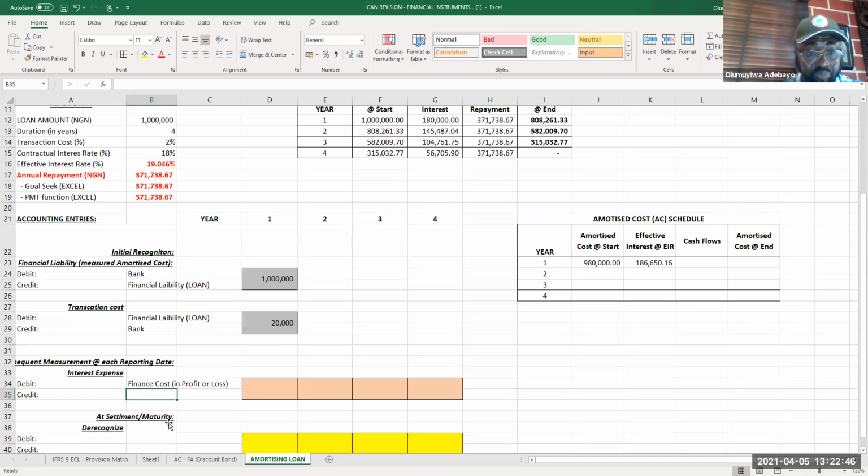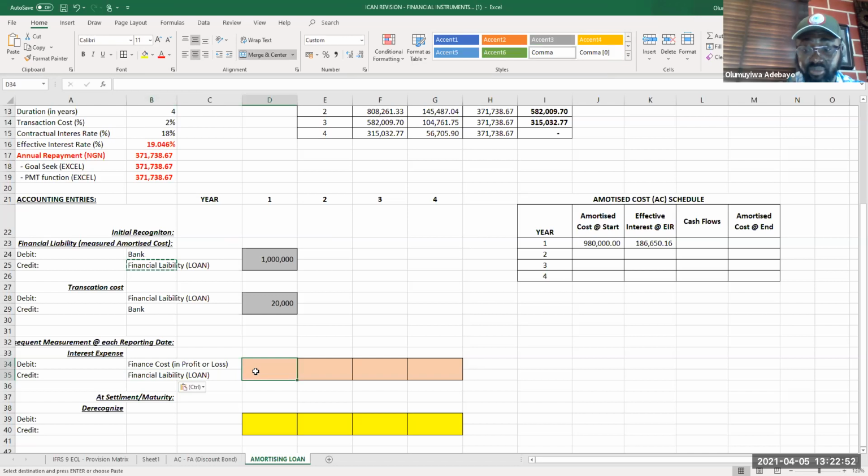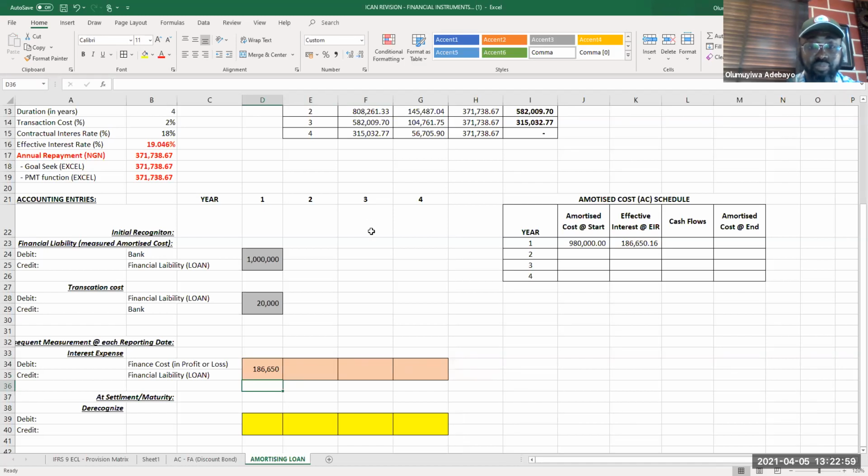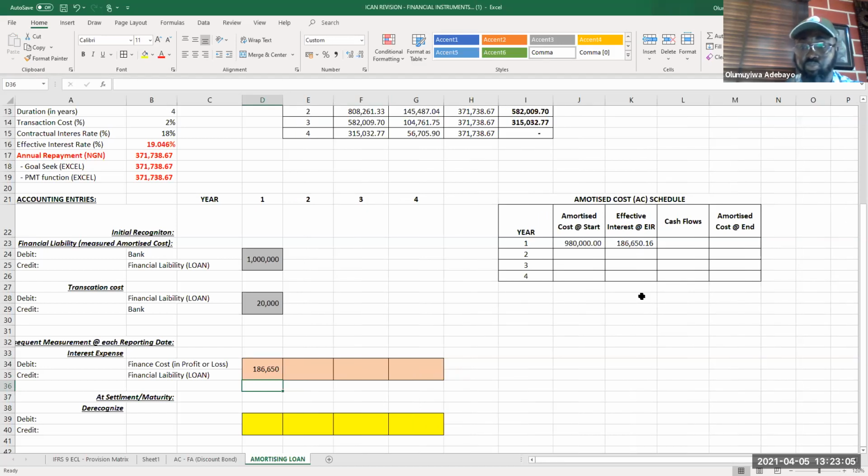And credit financial liability, which means your financial liability is increasing. This is what I do for year one. Okay, what is my cash flow? My cash flow is how much I repay. How much am I repaying?